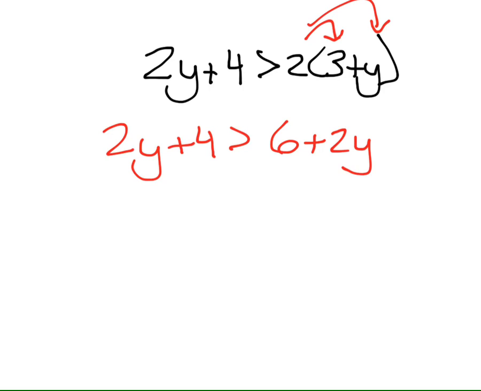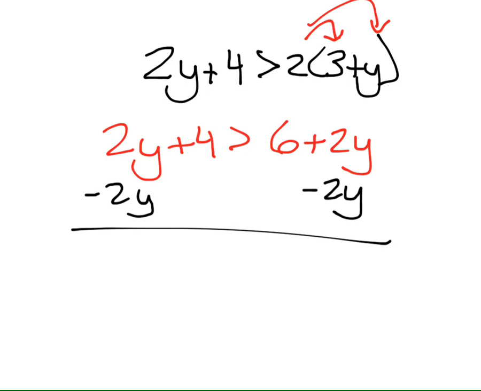We need to get our y's on the same side of the inequality because we're trying to get those by themselves. So we either need to move this one over here or this one over here. Doesn't matter either way. Let's say we'll move this one. It's a positive 2y, so we're going to subtract it from both sides. That means this is going to become 0, so I'm left with 4. This is going to become 0, so I'm left with this 6. And all I'm left with is the inequality 4 greater than 6.